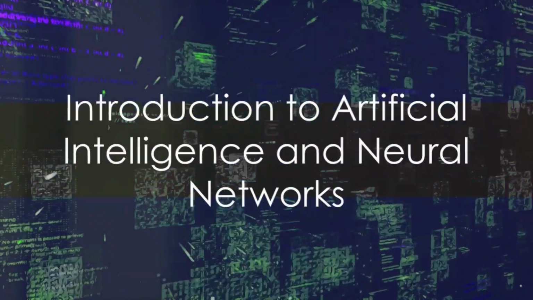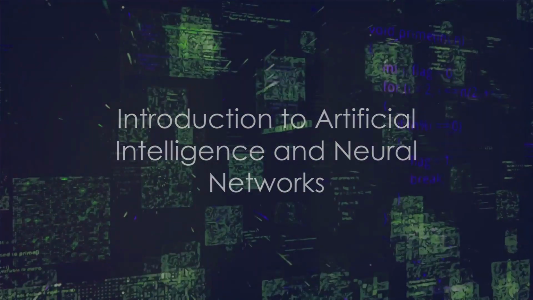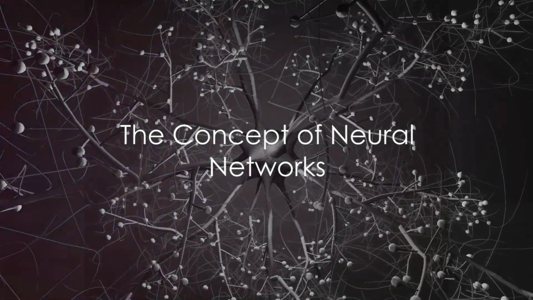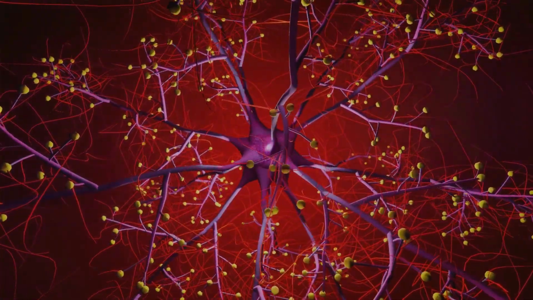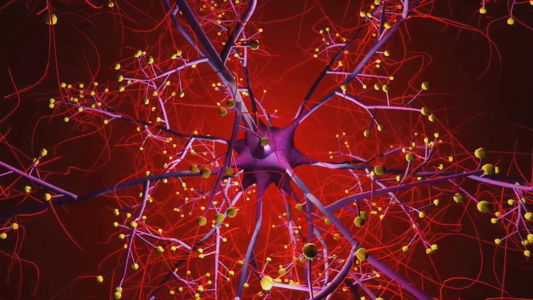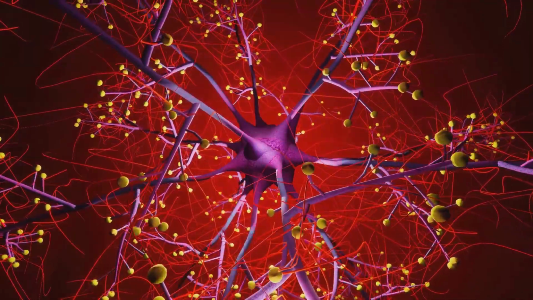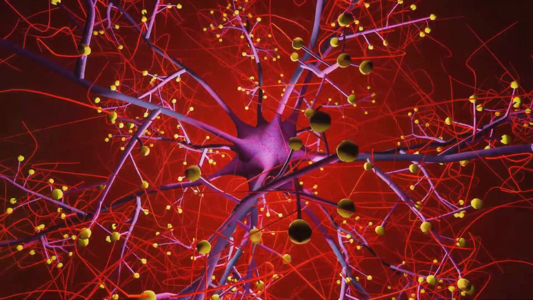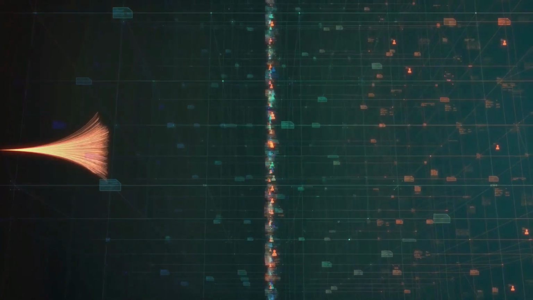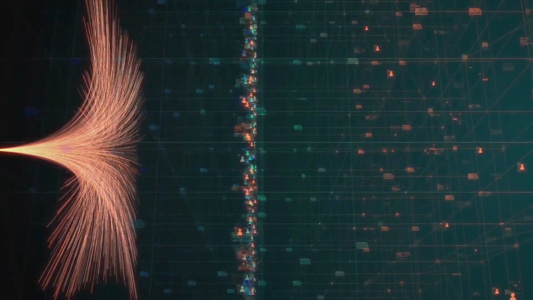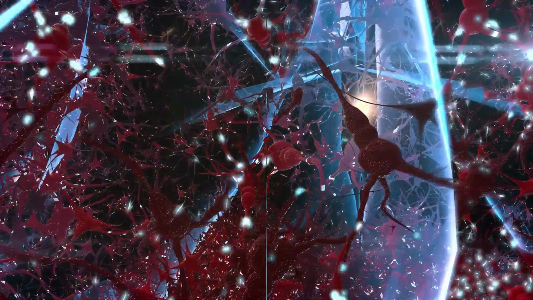Have you ever pondered about how a computer can identify a cat from a dog, or how your smartphone understands your voice commands? Well, the answer lies in the fascinating realm of artificial intelligence and neural networks. Imagine the human brain. It's a complex mesh of billions of neurons, each interconnected, forming an intricate web that facilitates thought, understanding, and decision-making. Now picture a computer system designed to mimic this complexity. That, in essence, is a neural network.